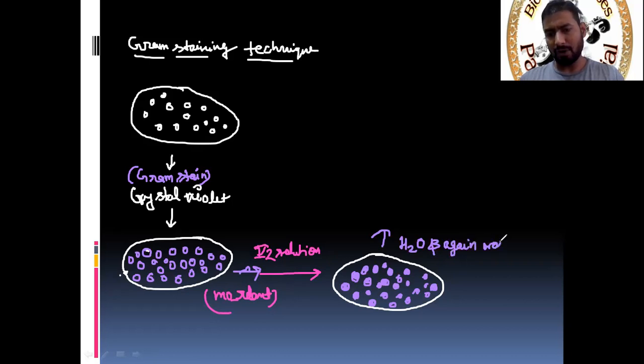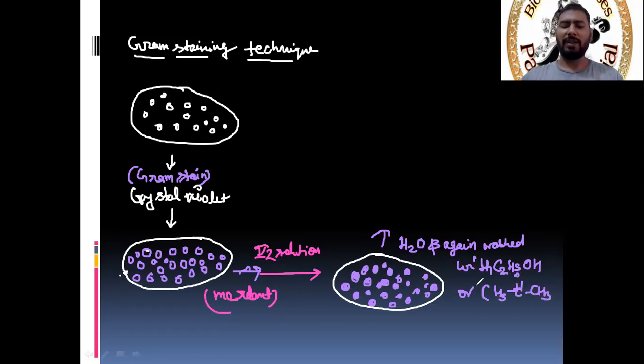Then he washed again with alcohol, that is C2H5OH, or acetone, CH3COCH3.